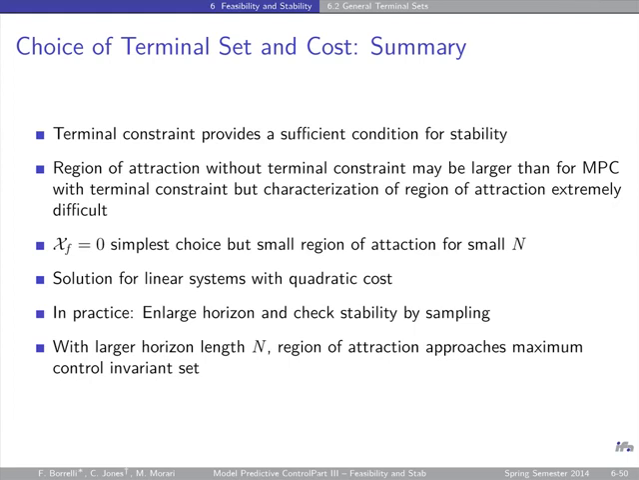X0 is the simplest choice, but then you need large N. I showed you an approach for linear systems with quadratic cost. What the whole world is basically using is a long horizon and just doing a lot of simulations. Sample from these conditions, and so on. And clearly, if you have a horizon long enough, you are not short-sighted anymore, and then you have the best that you can do.